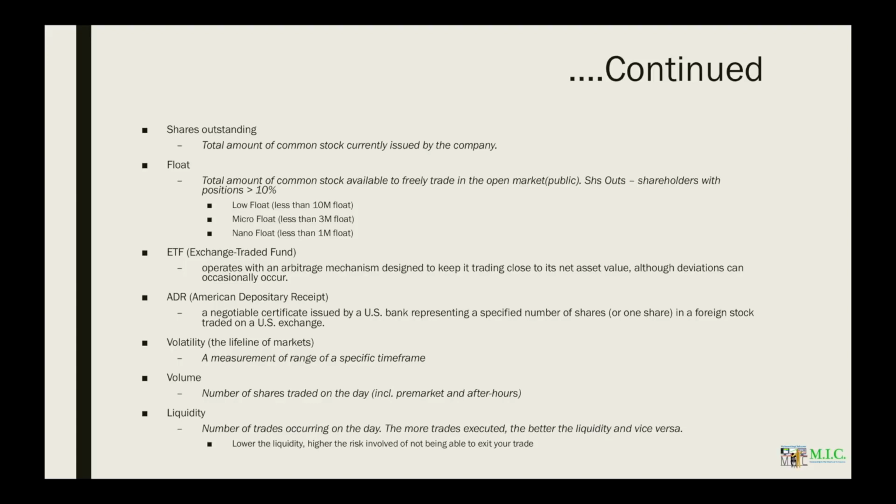Low floats, we qualify generally as anything less than 10 million shares. Micro float, anything less than 3 million. Nano float, less than 1 million. The lower the float, the higher the risk.